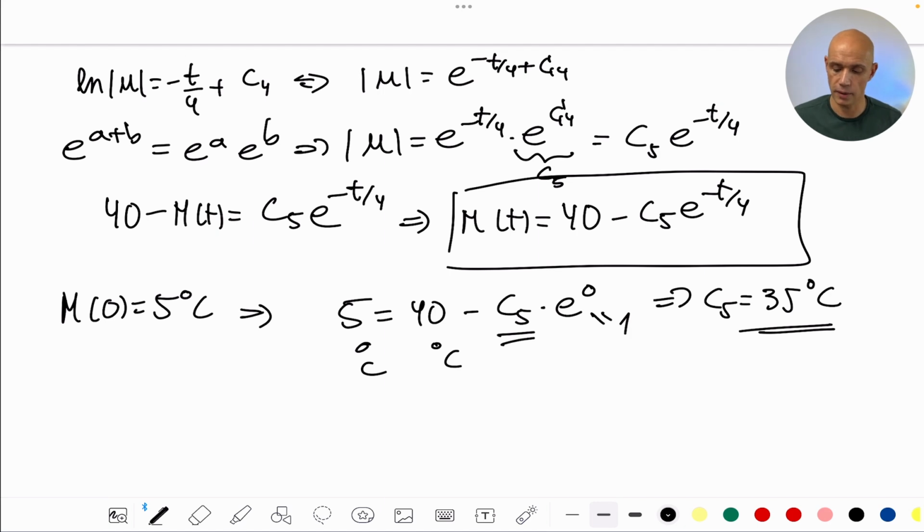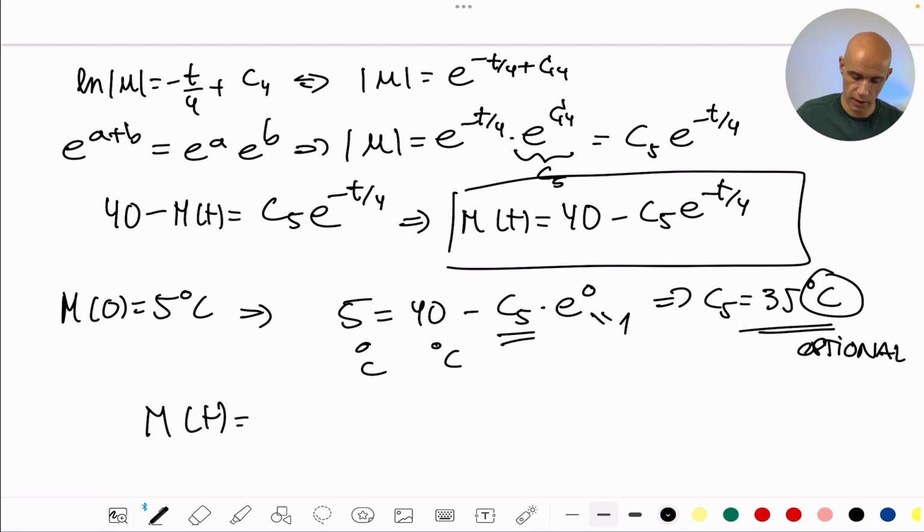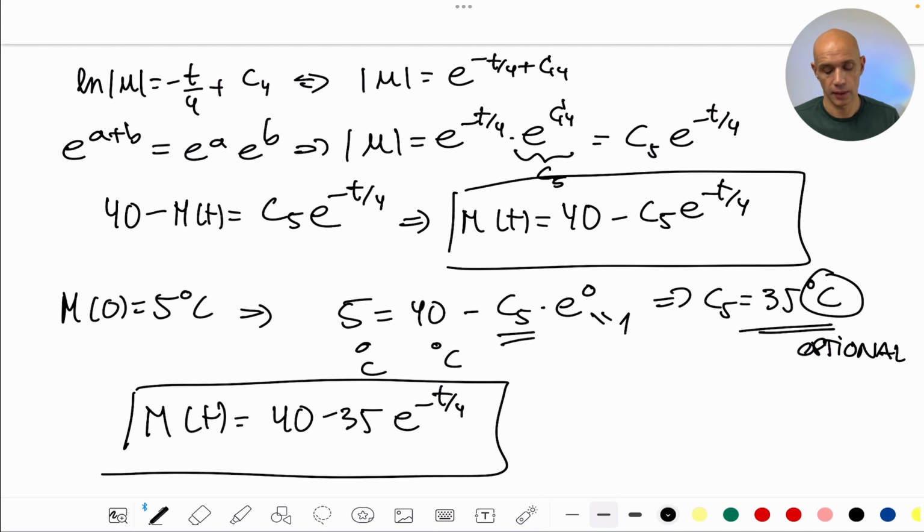And if you want, it even has units because, you know, these are degrees, Celsius degrees. This must also be the same, so you don't need that. That's optional, but it's not bad. So what you have finally is, here, 40 minus 35, and then e to the minus t over 4. And that's amazing.